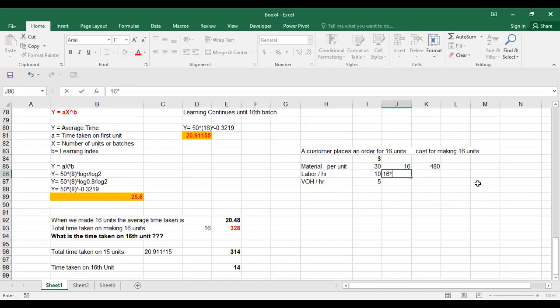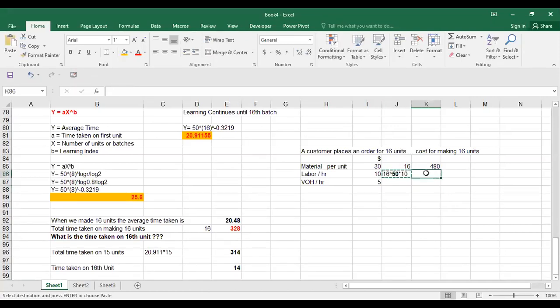You will say that 16 units, each unit is taking 50 hours, and the cost is $10 per hour. You will multiply it with 10, and you will take 50 hours. And where will your cost go to labor? Your labor cost will be something like 8,000, because we took a very huge number of hours. 50 hours per unit is too much. Anyways, it goes like this.